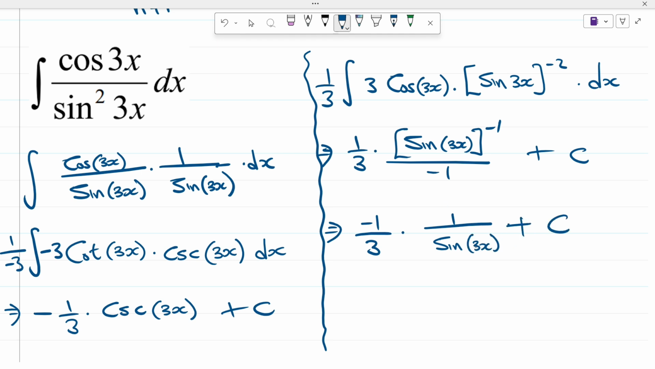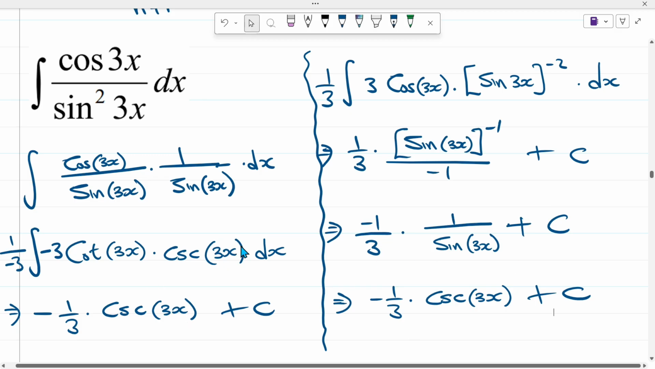But then 1 over sine of 3x can be rewritten using reciprocals, and that's the reciprocal of sine, which is cosec of 3x, and then plus c. So you can say that the two things are the same. It depends on the one that you prefer, so you're going to go with the one that you prefer the most. So yeah, that's it. I hope you got the two other ones.